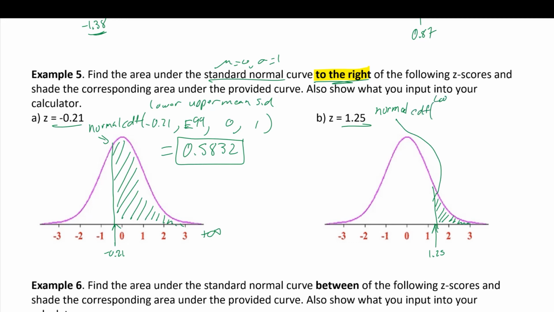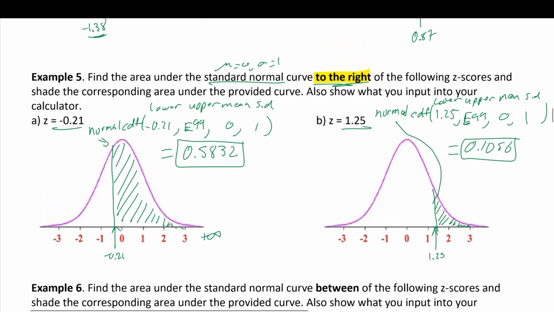You have our lower, upper, mean, standard deviation. Lower being, in this case, 1.25, upper, positive infinity, E99. Mean is 0, standard deviation is 1. And again, if you run that through your calculator, you get something as expected, less than 50%, in this case 0.1056, about 10%.